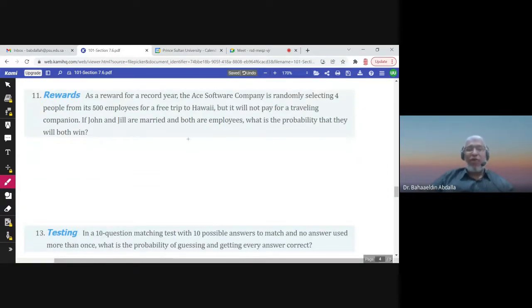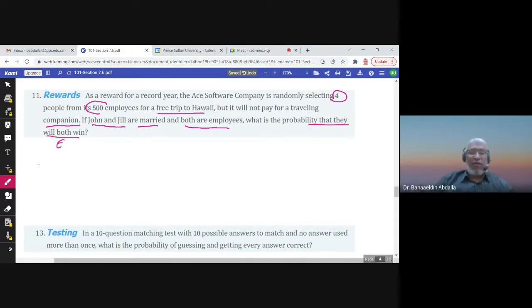As a reward for a record year, the ACE software company is randomly selecting 4 people from its 500 employees for a free trip to Hawaii, but it will not pay for a traveling companion. So the person will win alone, he cannot bring anyone else. John and Jill are married and both are employees in the company. So they have the possibility to be picked among these four. What's the probability that they will both win?